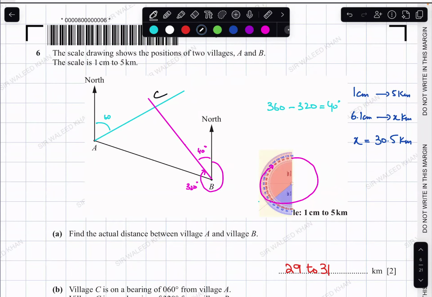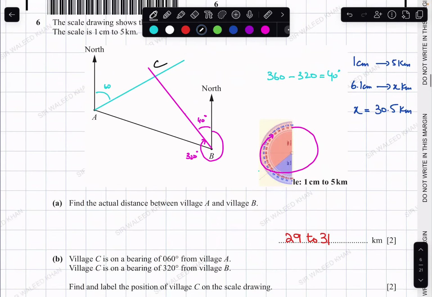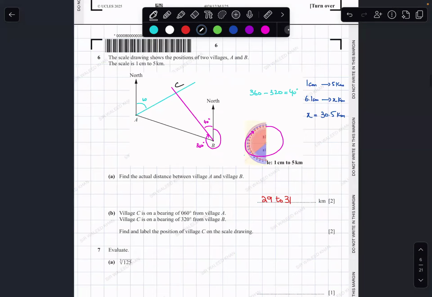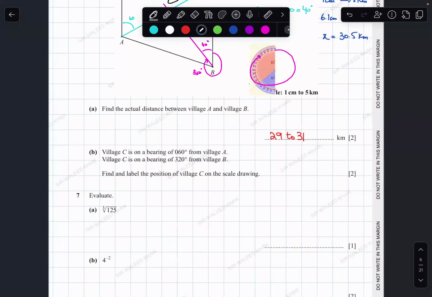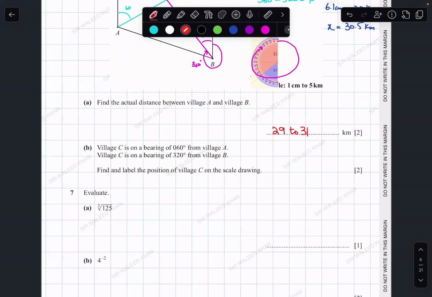Anyone? Okay. Next, evaluate this: cube root of 125. I already told you people, if you can remember. Yes, Ismail, ask. Which one?